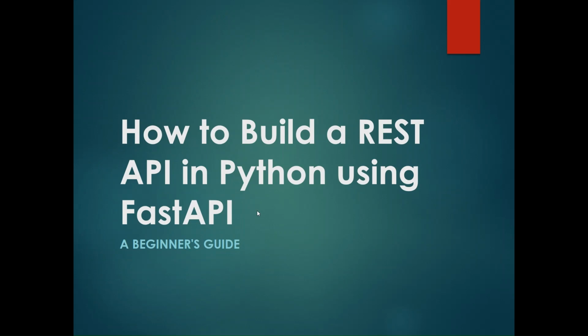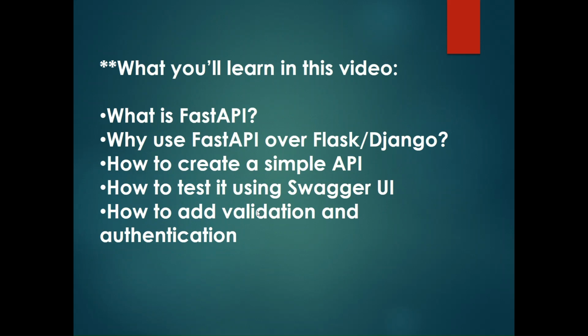So see what you will learn in this video. First, you will learn what is FastAPI. We'll see the definition, why use FastAPI over Flask and Django, why it is better than Flask and Django. Then how to create a simple API. So we'll create some simple API. Then we'll test the API by using Swagger UI. And how to add validation, that also we will see, and about authentication also we will see.